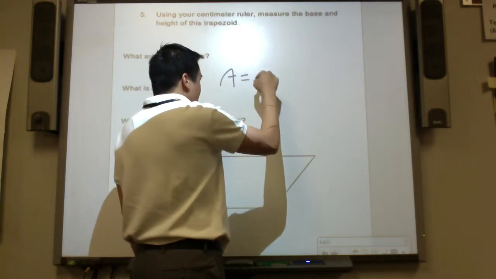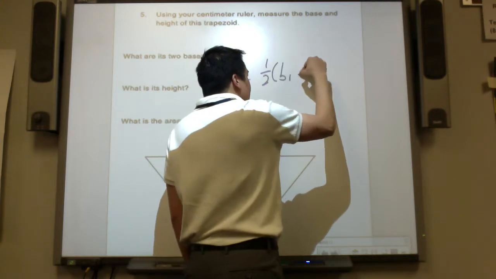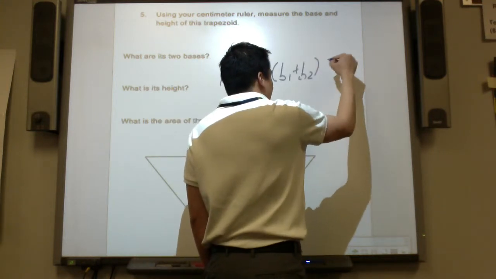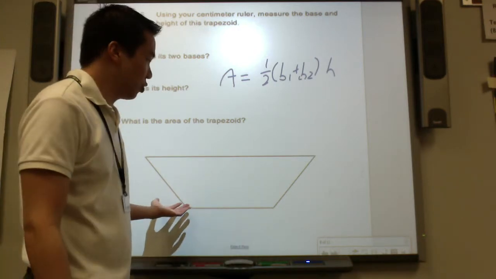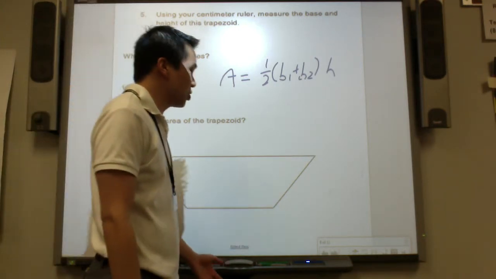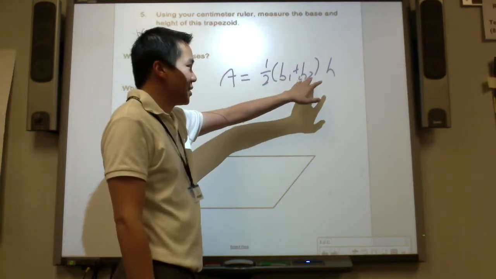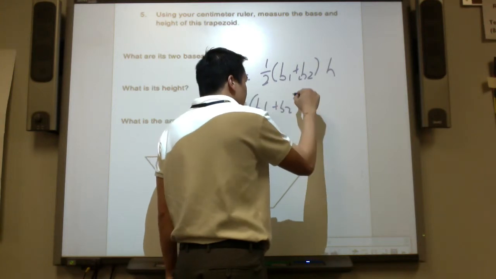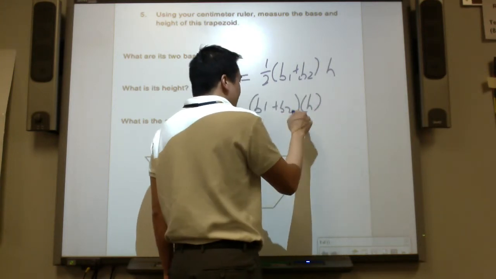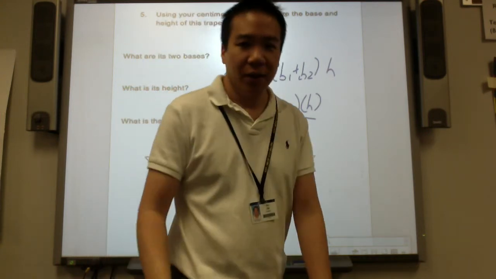The area of a trapezoid is half of the sum of the two bases times the height. Because remember, a trapezoid is really another form of a rectangle. Decompose it, you'll see a rectangle. So you find the average of the two bases times the height. If you do not like it this way, you can do it this way. You add up the two bases times the height, divide it by 2. You still get the answer. Area of a trapezoid.